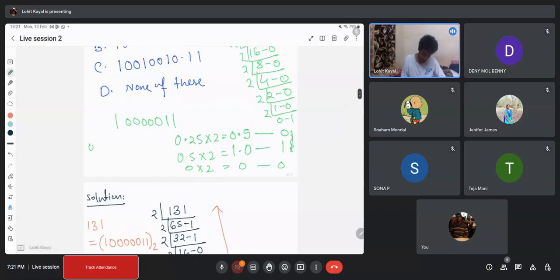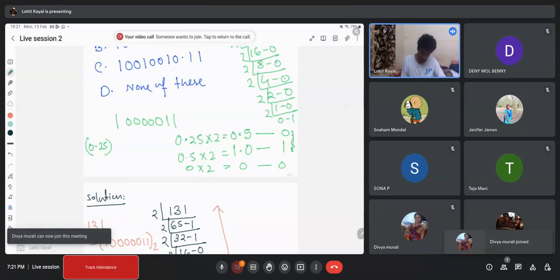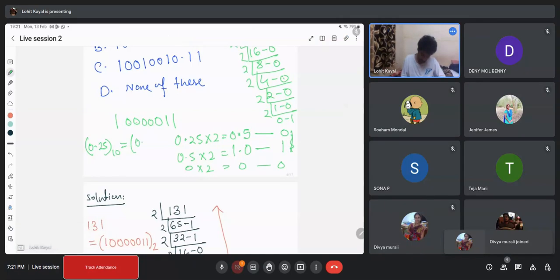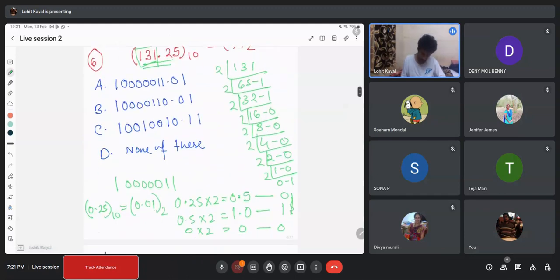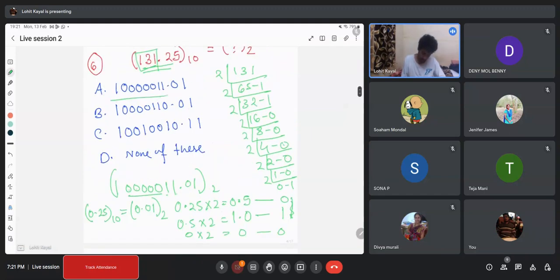So 0.25 base 10 will be equal to 0.01 base 2. So what will be the complete correct answer? The complete correct answer will be 10000011.01. Yeah, so then option A is the correct option.